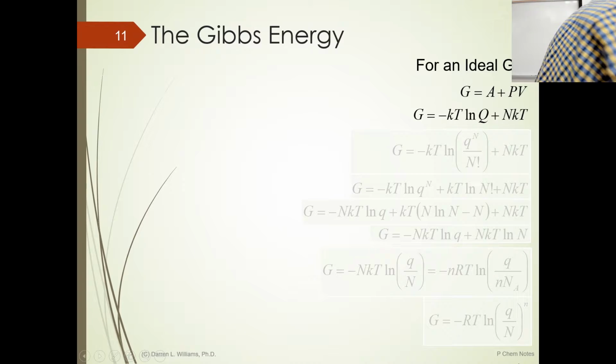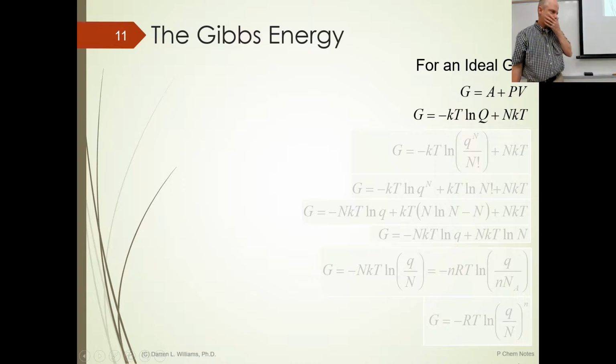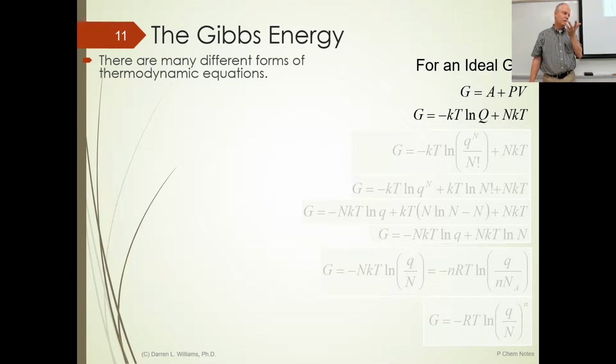Okay, so now let's talk about the Gibbs energy a little bit. There's a lot of different ways to write these thermodynamic equations. Notice earlier Gibbs energy was H minus TS, and here there's another form of that equation. It's the Helmholtz energy plus PV. And we could substitute that PV equals nRT. You've heard that ideal gas law.